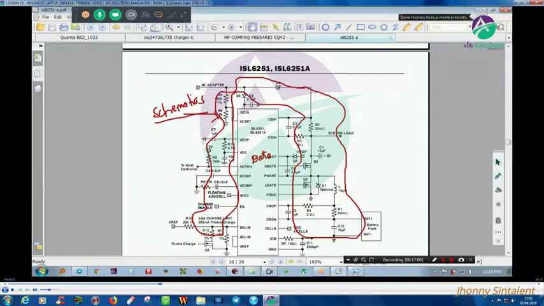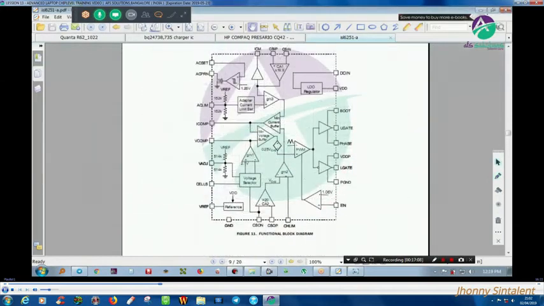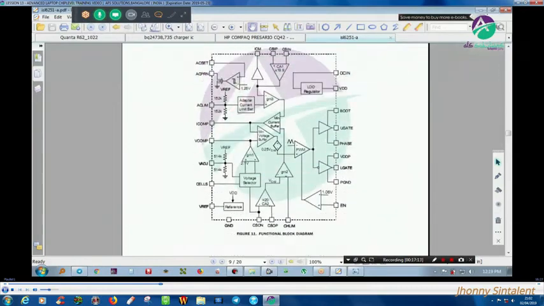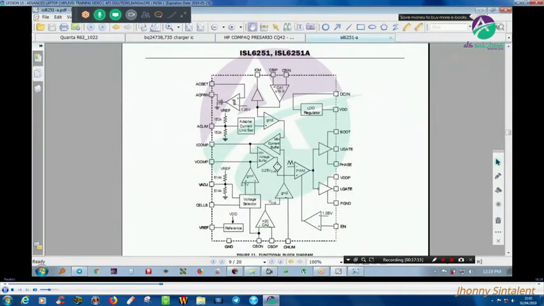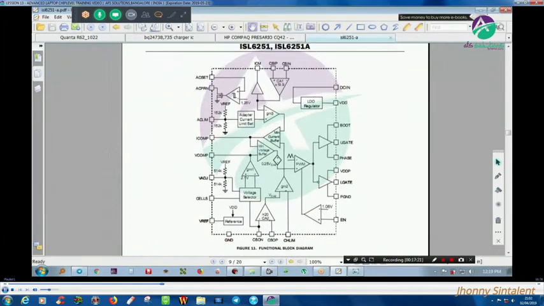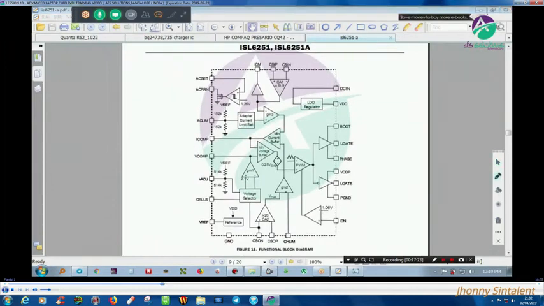So here I have explained about the data sheet, and this is my schematic. This explains completely about my charging IC data sheet. Done? Yes.